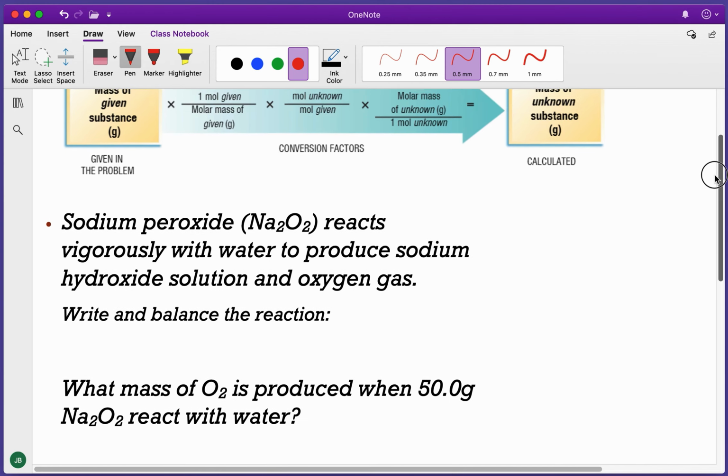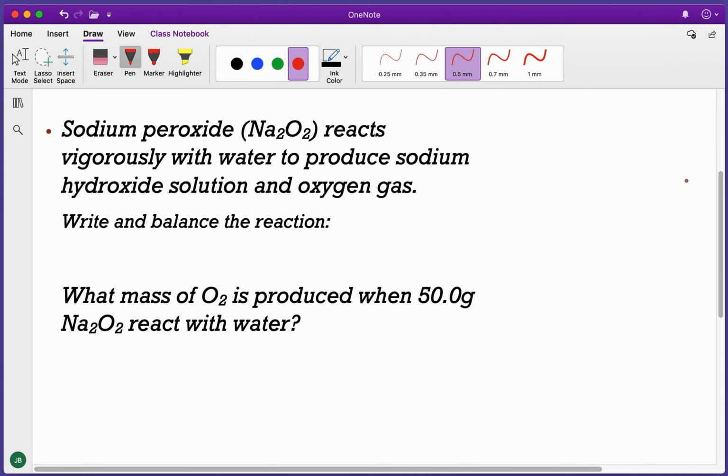So let's look at this first problem. It says that sodium peroxide, Na2O2, reacts vigorously with water to produce sodium hydroxide solution and oxygen gas. So we need to go ahead and write out the reaction and also balance it. So what we have here, sodium peroxide, so that's going to be Na2O2, and it reacts with water, so plus H2O, and this is going to yield sodium hydroxide and oxygen gas.